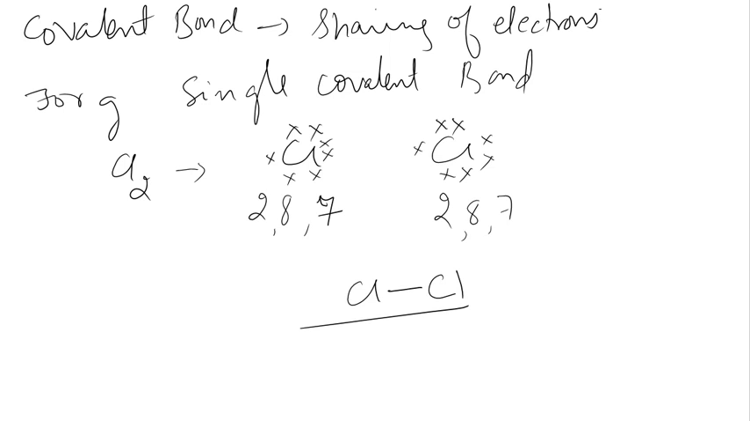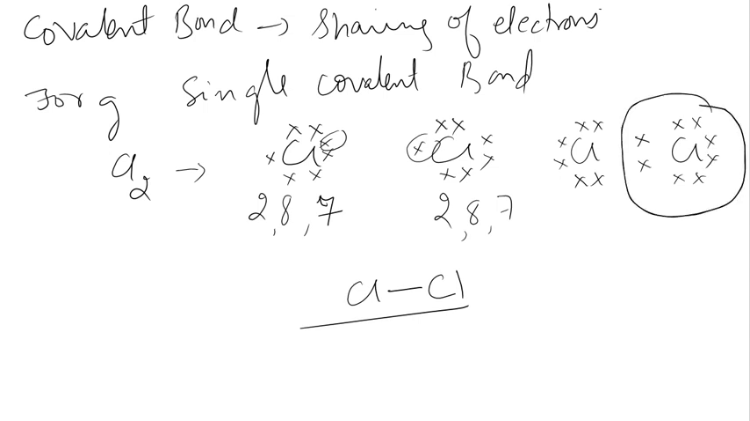One electron is shared and one electron is shared, then it will be like this: 1 2 3 4 5 6. This electron will come here, both of them, 3 4 5 and 6. Like this is the sharing of electrons, becoming a single bond Cl-Cl. Okay. Next example is of oxygen O2.